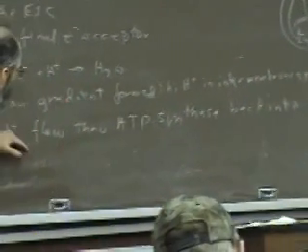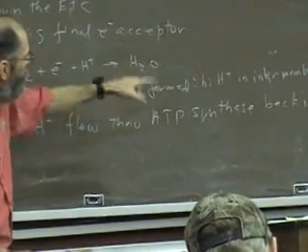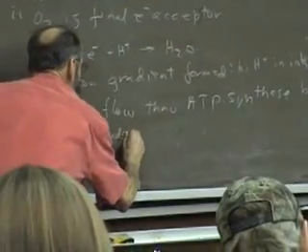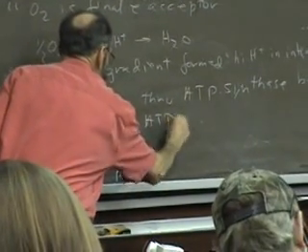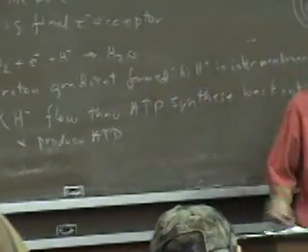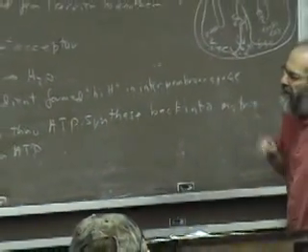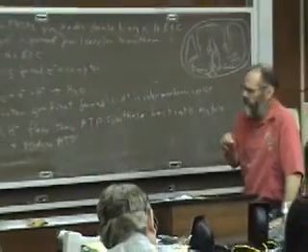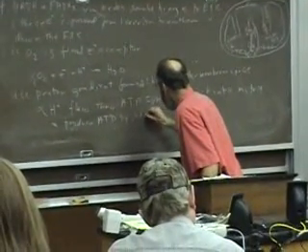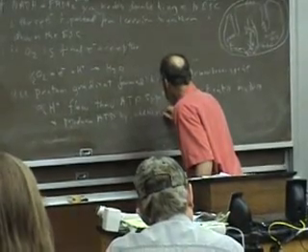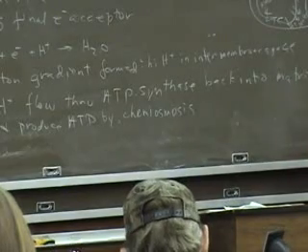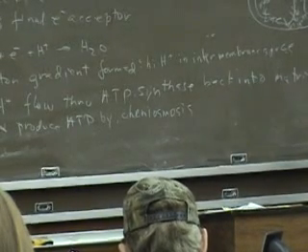So, protons flow through ATP synthase back into the matrix and produce ATP. And they produce ATP in this step by a process called chemiosmosis. And one of the things that we want to distinguish between today is oxidative phosphorylation and chemiosmosis. Two important steps.